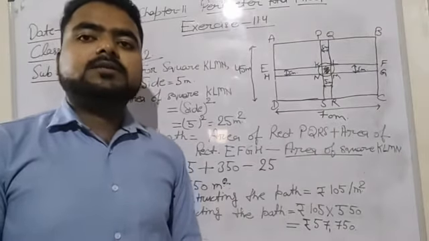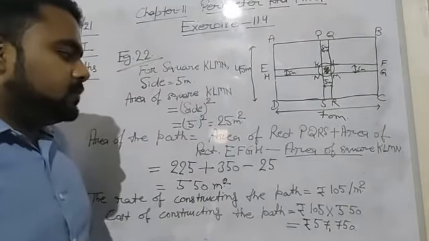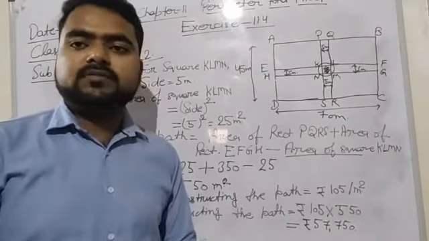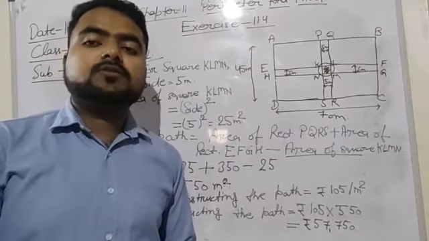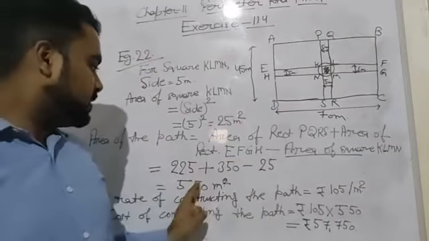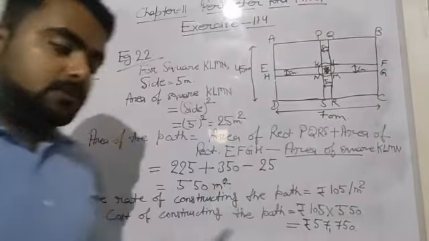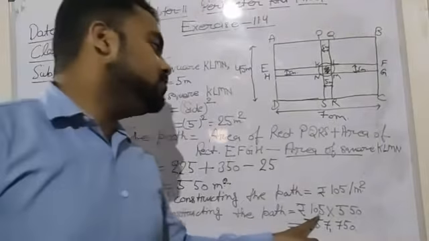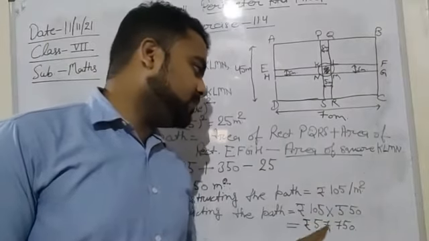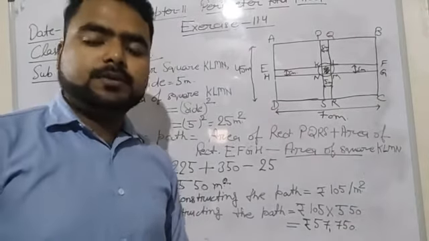meter square is the area of the path, and we have to find the cost of constructing the path. The rate of construction is given as rupees 105 per meter square, and as we calculated here, the total area of the path is 550 meter square. So the cost of constructing the path is rupees 105 multiplied by the area we have to construct, that is 550. Now the final cost is 57,750 rupees.